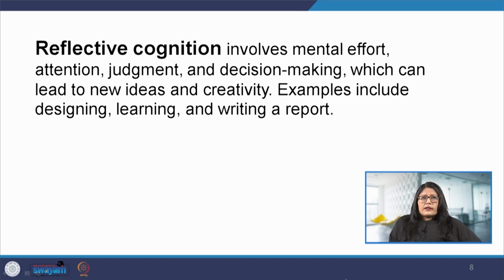The next is reflective cognition. This is a longer process where some attention is required.